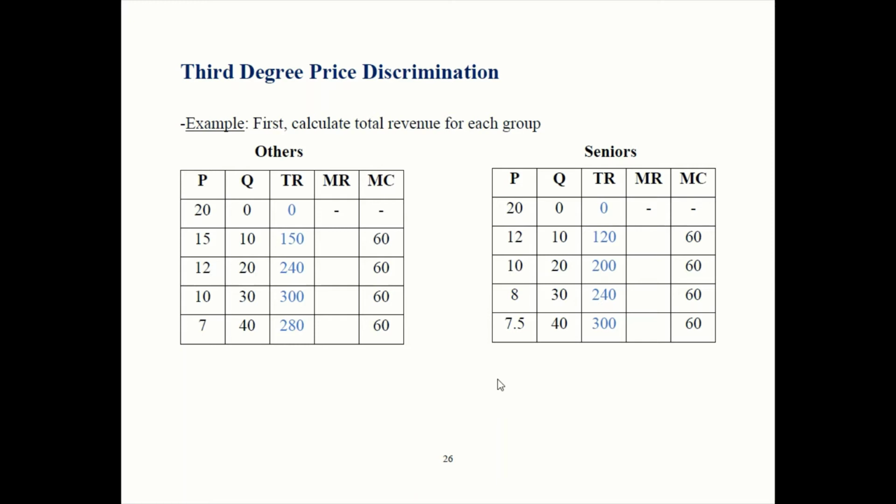Next step is to compute marginal revenue. We have to do that because we know from earlier that the profit maximizing rule is marginal revenue equals marginal cost. So you gotta find marginal revenue first before you can apply that marginal revenue equals marginal cost rule. So let's go ahead and do that.